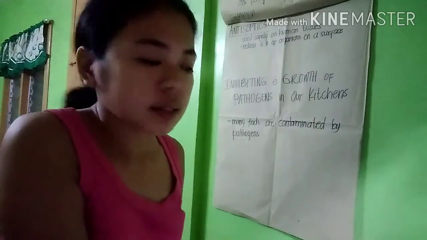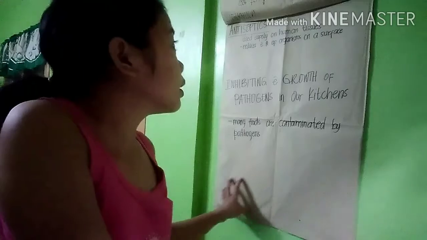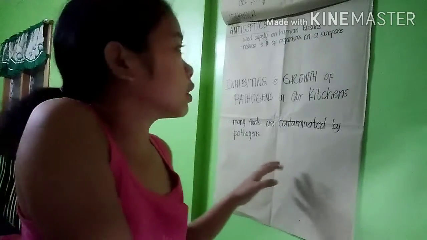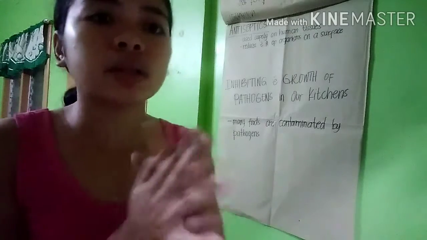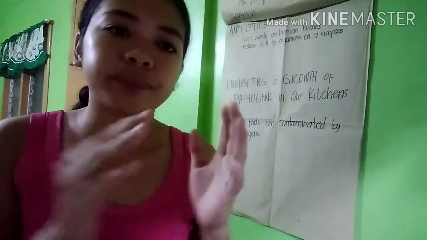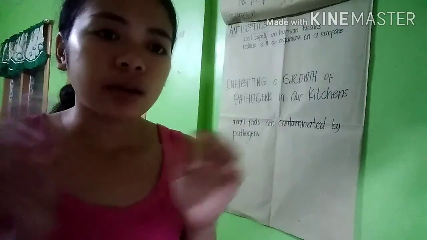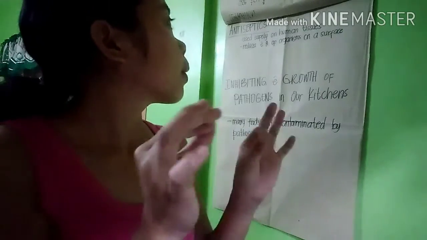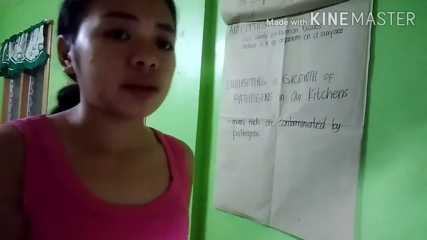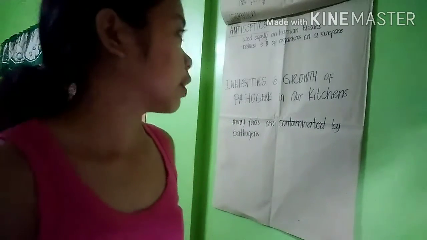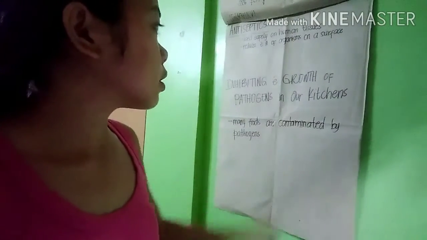Next is antiseptics. An antiseptic, just like earlier, is used safely on human tissues and reduces the number of microorganisms. Alcohols are used to disinfect our skin tissue, keeping it away from bacteria. This also inhibits the growth of pathogens in our kitchen.